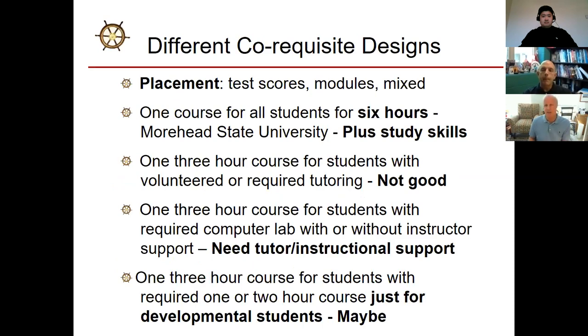Different designs now. Let's look at these and see what we're doing. It's a co-requisite course where you use test scores or modules to place them in there. If you have some kind of modules, you're in college algebra. If you don't, you're not. One course for all students.